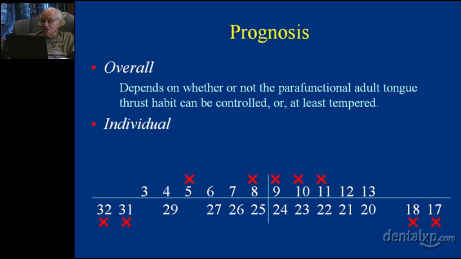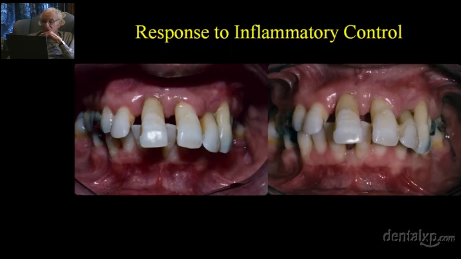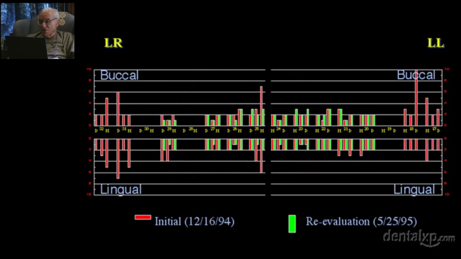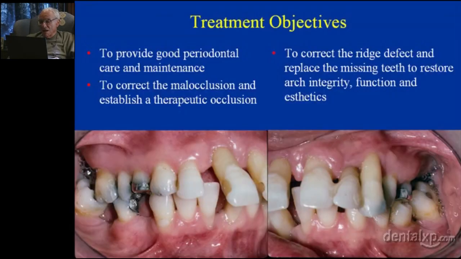And the overall prognosis depends on whether or not the parafunctional adult tongue thrust can be controlled or at least tempered. And individual prognosis can only be evaluated after response to inflammatory control and the patient's attitude and cooperative ability in home care. And just evaluating before and after initial therapy, if you want to call it that, we prefer calling it primary therapy.